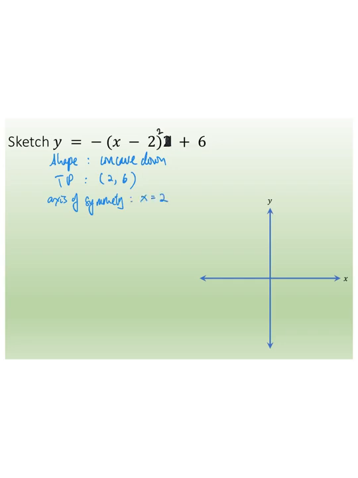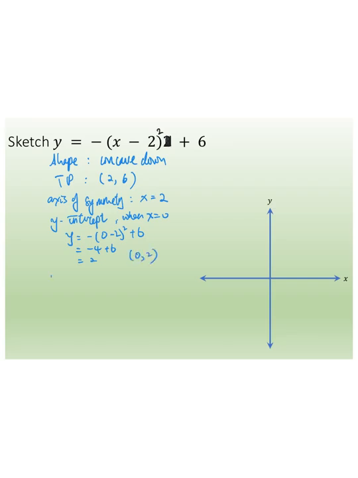And then the y-intercept, when x equals 0. So y equals minus (0 minus 2) squared plus 6, which equals minus 2 squared is 4, so minus 4 plus 6, which is 2. So therefore the y-intercept is (0, 2).